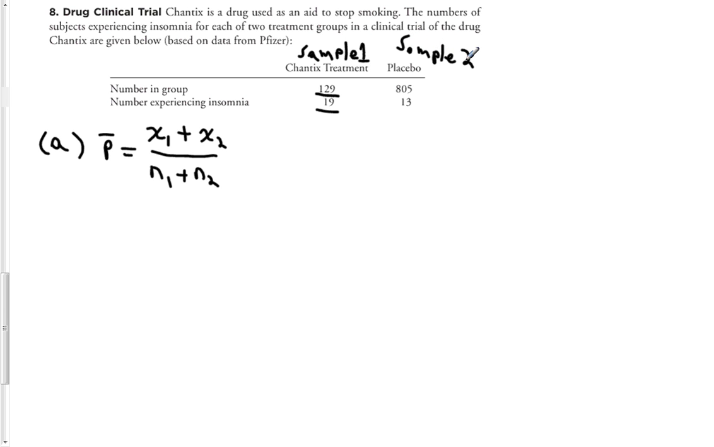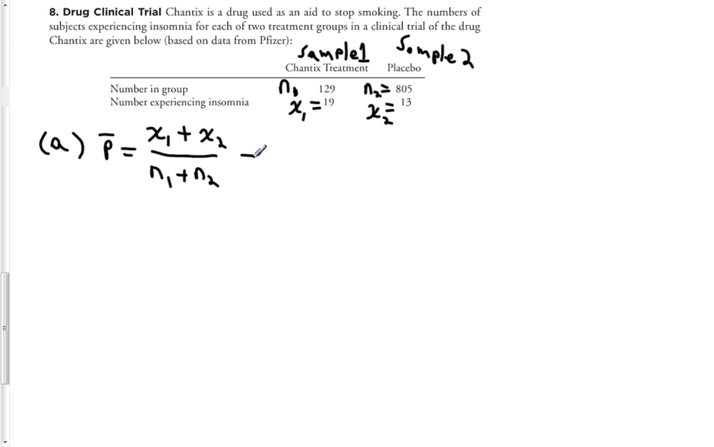Sample 2. All right, so the subscripts of this group that's under sample 1 are going to be 1, and the subscripts of the group under sample 2 are going to be 2. And the number of successes, or the number of people that had insomnia, x1 is 19, and n1 is equal to 129. So we have x1 and n1 given here in the problem. And we have x2 here, x2 is equal to 13, and n2 is equal to 805.